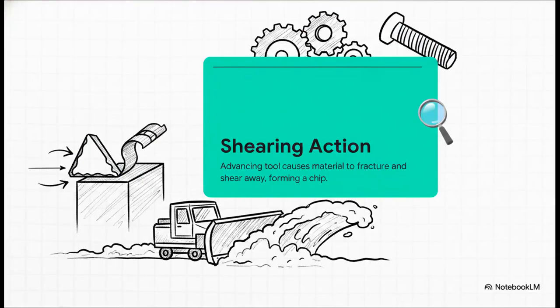We usually think of cutting metal like a sharp knife slicing cleanly through butter, right? Well, actually, scratch that. That's entirely wrong. Machining is a violent shearing action. Think of a massive snowplow forcing a huge layer of packed snow up and over its blade. As the cutting tool advances, it forces a small amount of the metal to literally fracture and shear away along a very specific plane. And that sheared-off metal, that is what we call a chip.